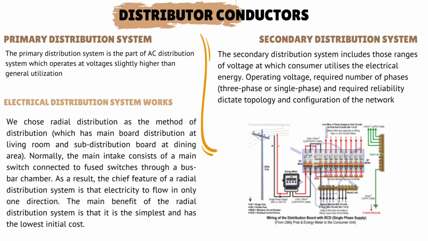How does the electrical distribution system work? In our project, we chose radial distribution as the method of distribution, which has a main distribution board at the living room and a sub distribution board at the dining room. The chief feature of the radial distribution system is that the electricity flows in only one direction. The benefit of this distribution system is that it's the simplest and has the lowest initial cost.